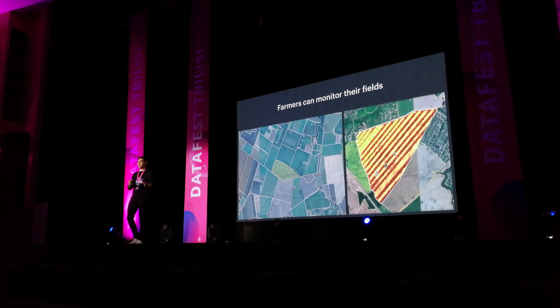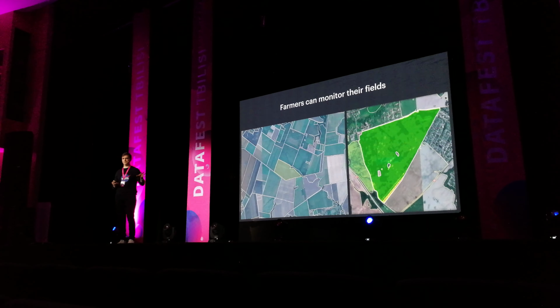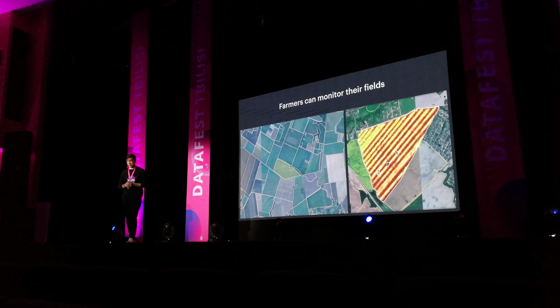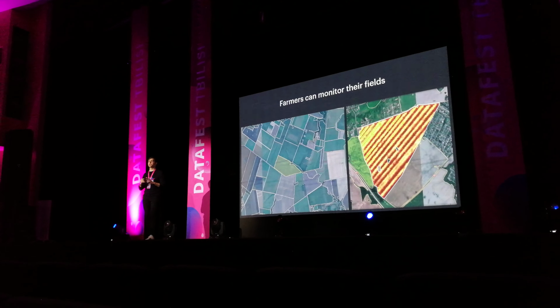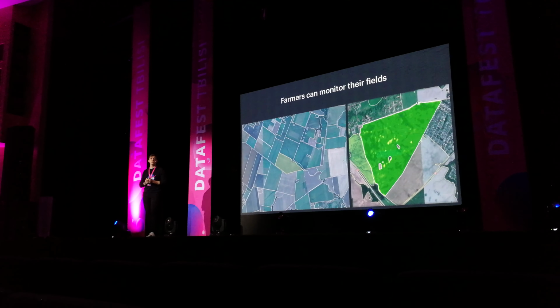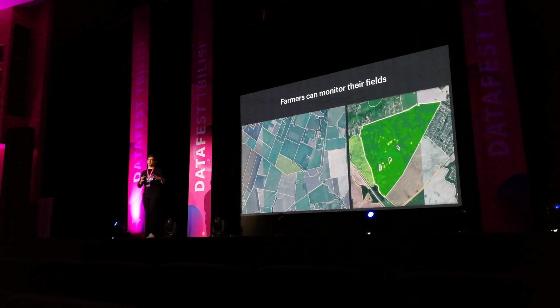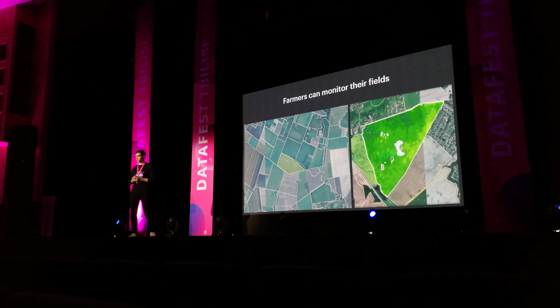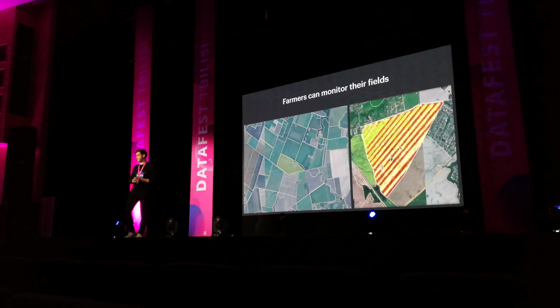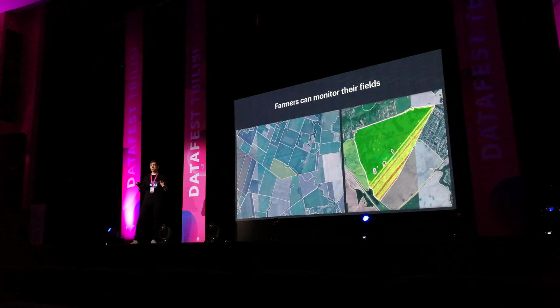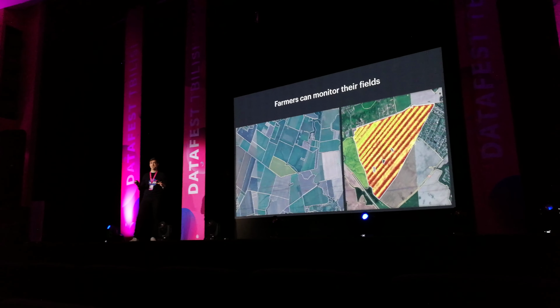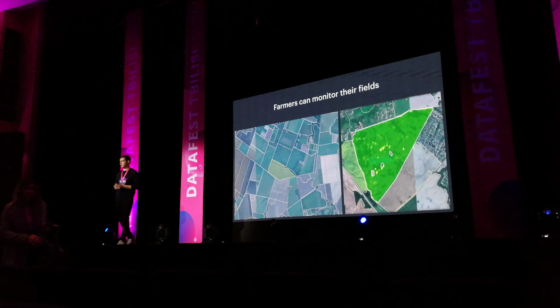For example, here on the left, you can see one of our predicted fields. And farmers from the whole world can use our platform to watch in dynamics how fields that have been sown are developing. For example, on the right, you can see how one particular field changes during the year. The green color represents how dense and healthy the plants growing in that field are.